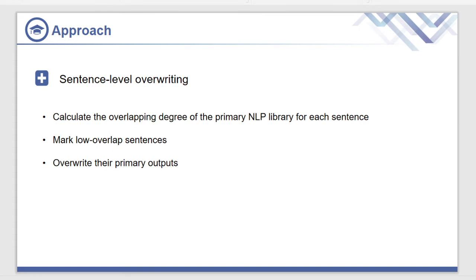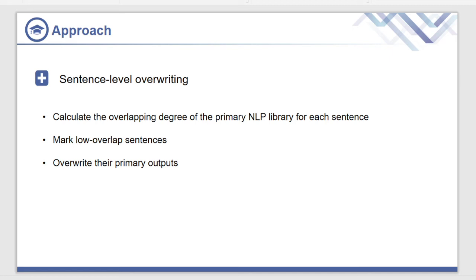Then, we try to investigate the fine-grained improvements on sentences. To locate the potential sentences, we calculate the overlapping degree of the primary NLP library for each sentence by treating it as an individual document. We mark several low overlap sentences. These sentences have less sentence level overlapping degree than the document level overlapping degree of the document they belong to. The outputs of primary library on low overlap sentences are highly possible to have great space for improvement.